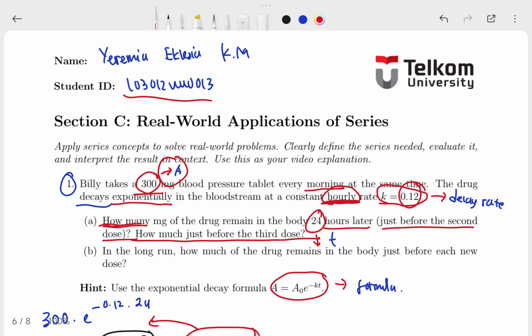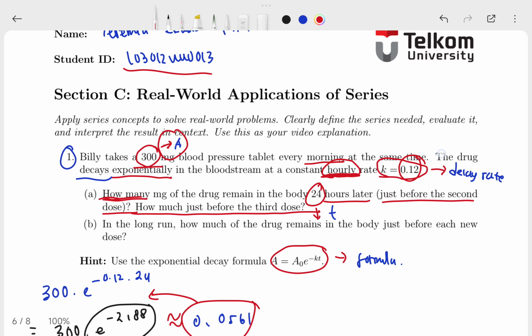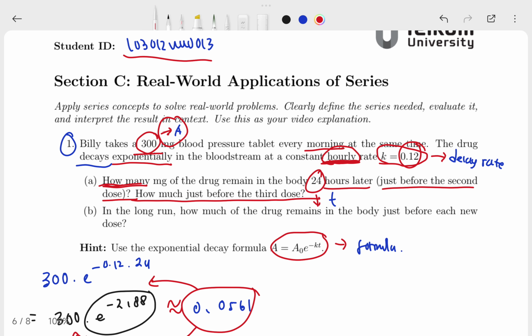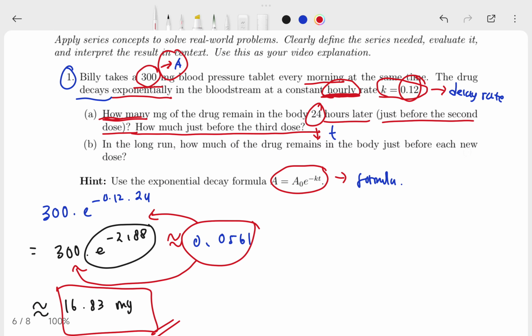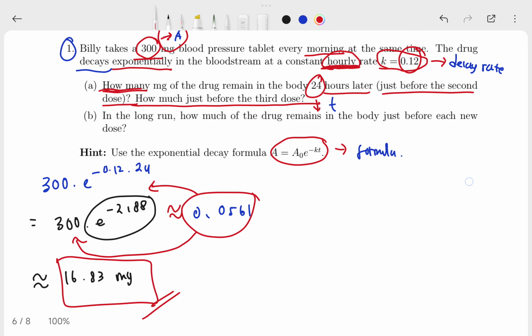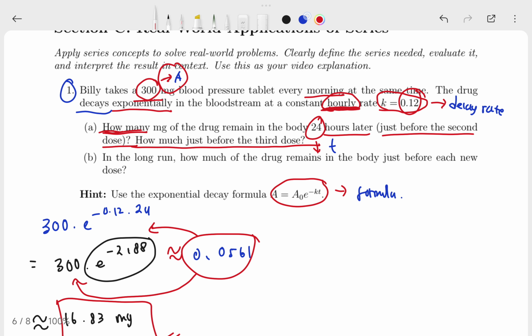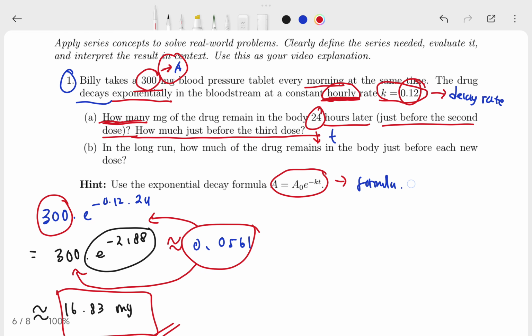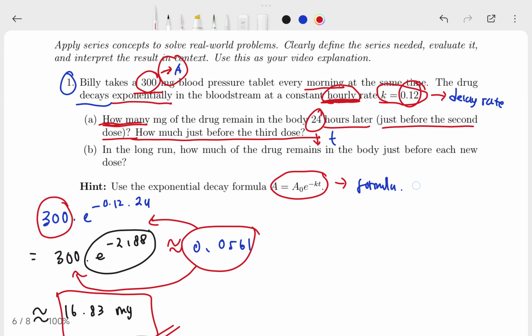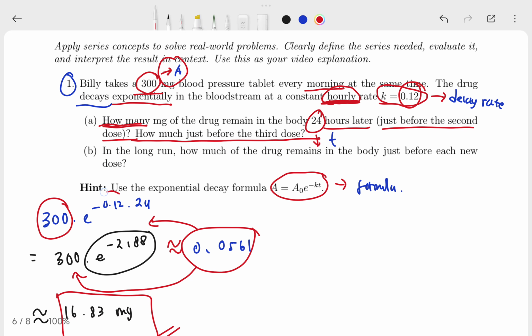Because there's decay. The drug decays exponentially in the bloodstream at a constant hourly rate. So it depends on the hour. For the first hour, it decays by 0.12, and then for the next, it will keep decaying. And the decay formula is this one. So we just input all the things that we've gathered: the A, the decay rate, the formula, and the time. This is the A, or the milligrams of drug, and this is the decay rate. We have a minus here because in the formula we have minus K, minus the decay rate, times the time. The time is in hours.